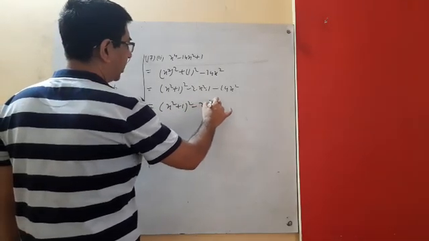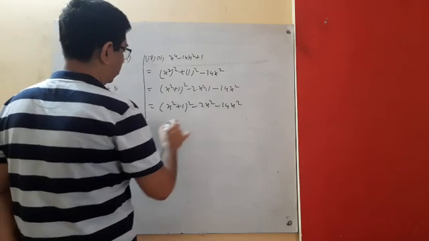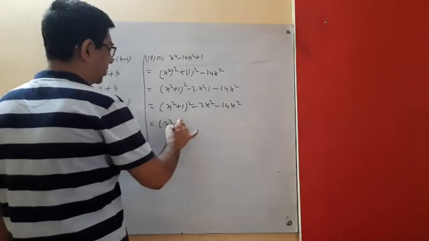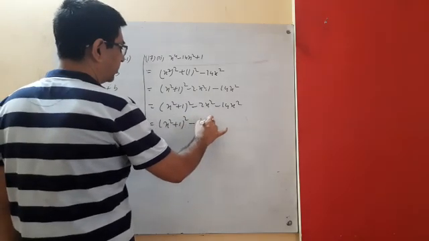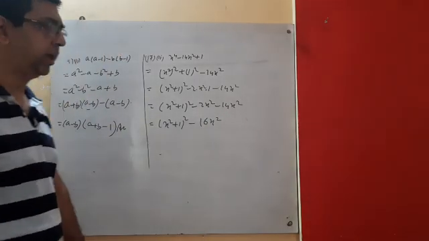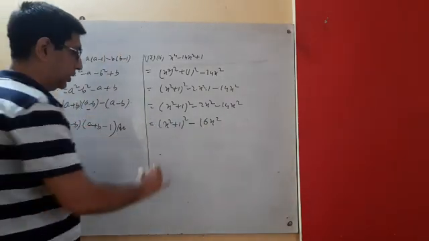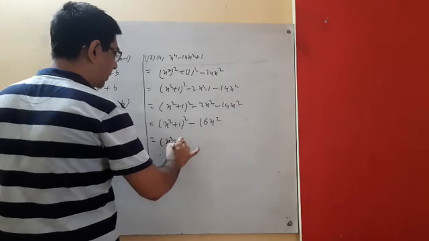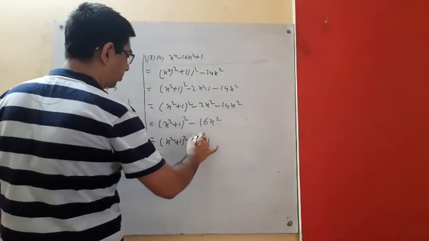This is minus 2x square. This is minus 14x square. So we are getting x square plus 1 whole square, this is minus 16x square. Right? Yes, this is a perfect square. So x square plus 1 whole square minus 4x whole square.